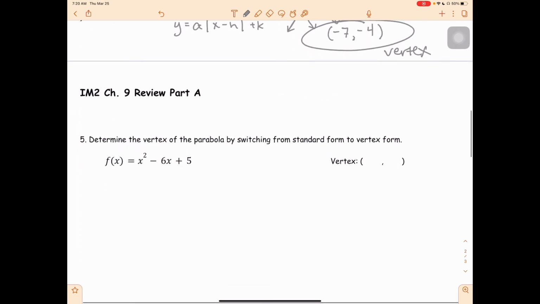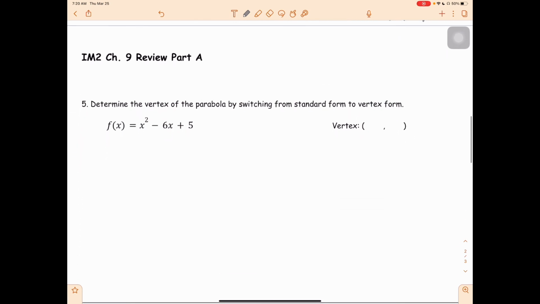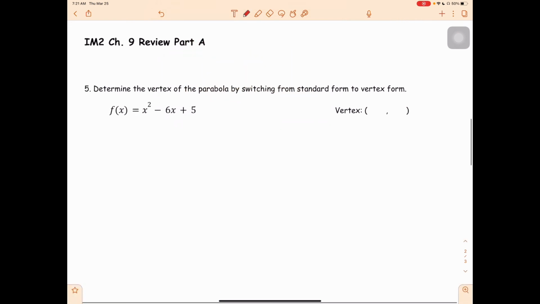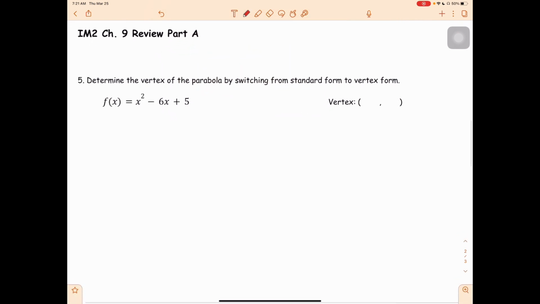Okay, so for number 5, it says, determine the vertex of the parabola by switching from standard form to vertex form. Okay? So this means that I need to complete the square. Alright, so I have done this in another video, so I'm not going to write down the steps just because I want to keep it relatively quick. But I'm going to do it the way that Khan Academy would have you do it, where we don't have to move things over to the left side, we just kind of keep them on the right side off to the side.